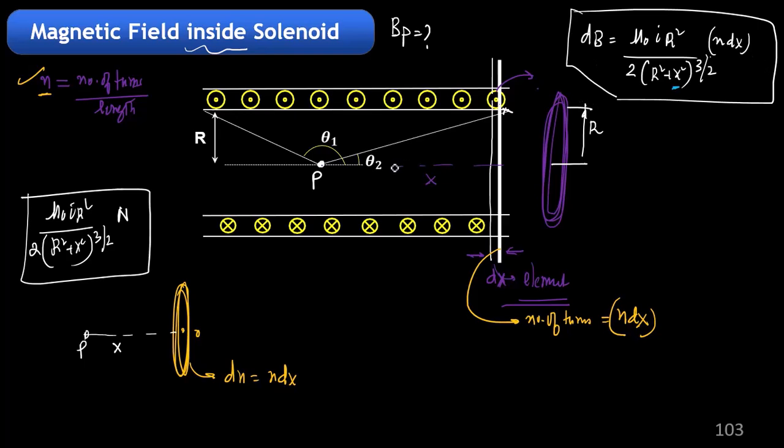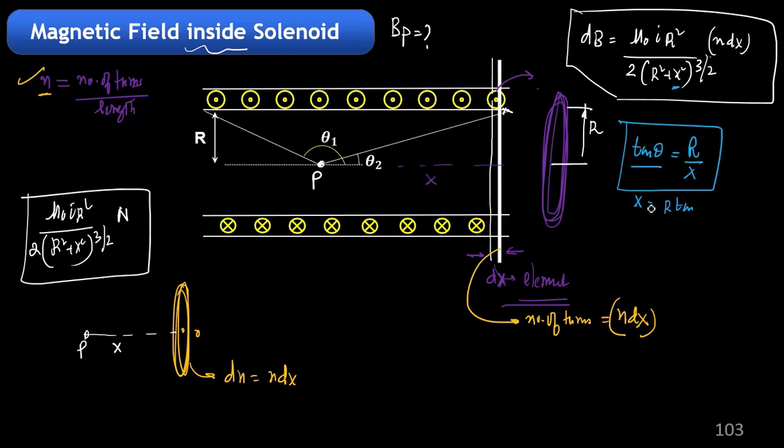Let us say this is the section of the loop which is making angle theta. So theta is the angle made by the loop at any particular section. So tan theta should be equal to how much? Capital R by x. The element I have taken is making angle theta at the P point, which is tan theta equal to R by x.